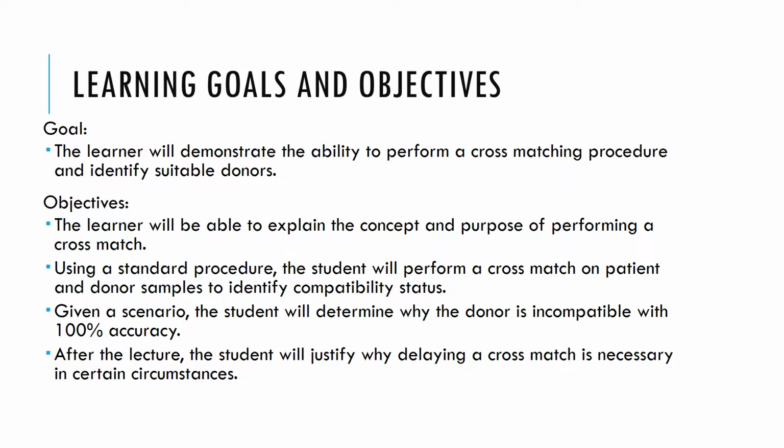Objectives: the learner will be able to explain the concept and purpose of performing a cross-match. Using a standard procedure, the student will perform a cross-match on patient and donor samples to identify compatibility status. Given a scenario, the student will determine why the donor is incompatible with 100% accuracy. After the lecture, the student will justify why delaying a cross-match is necessary in certain circumstances.